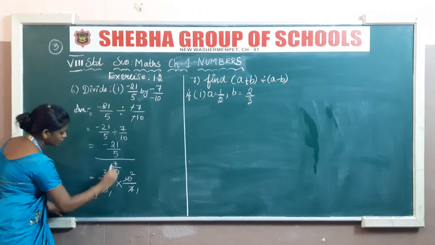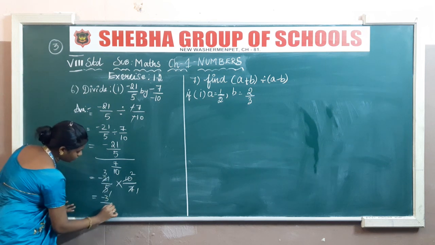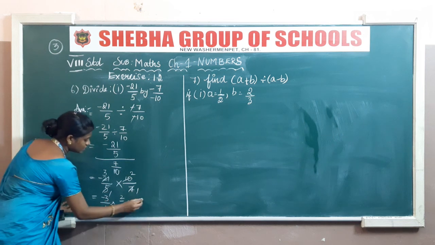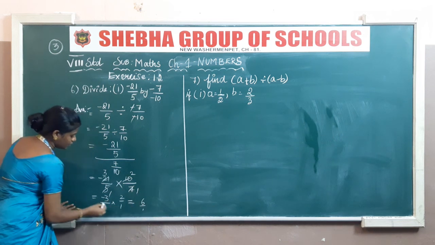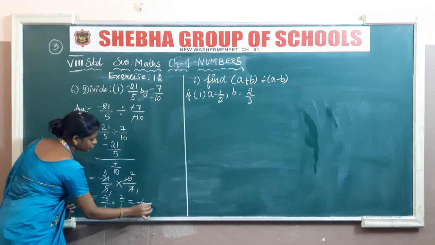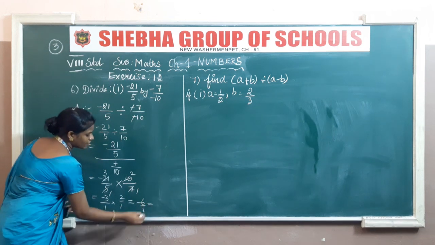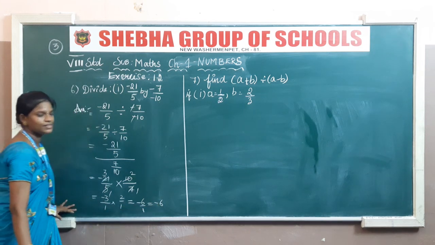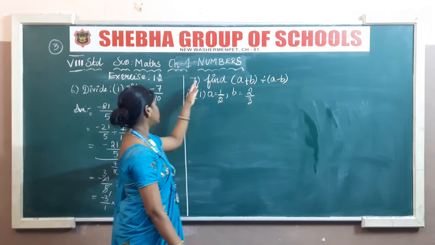5 ones are 5, 5 twos are 10, 7 ones are 7, 7 threes are 21. So the value is minus 3 by 1 into 2 by 1. So minus 3 into 2 is 6 by 1. Minus into plus is minus. So the value is minus 6. Okay.